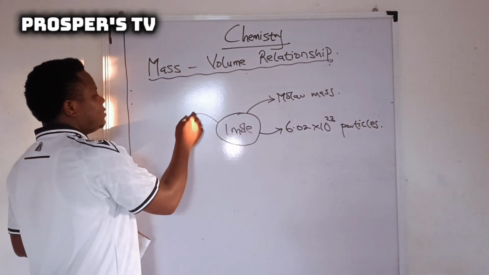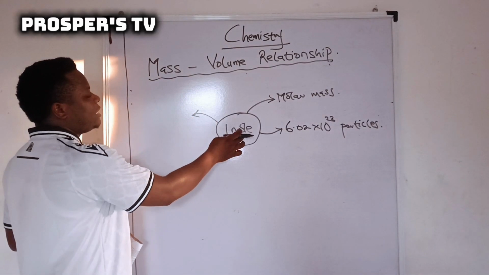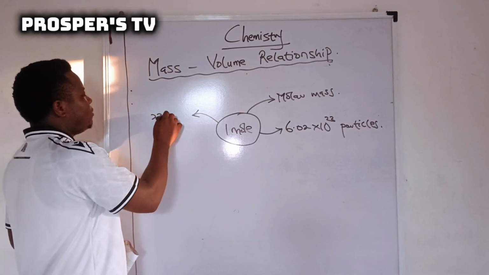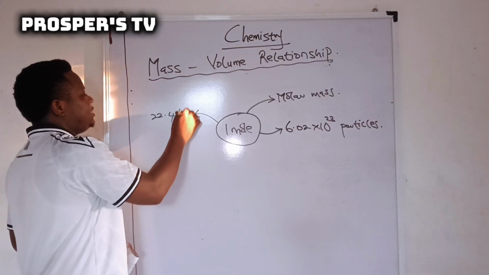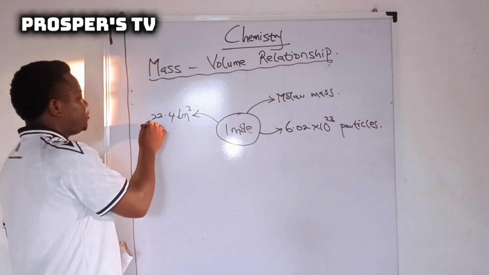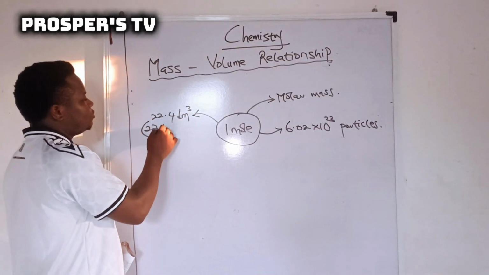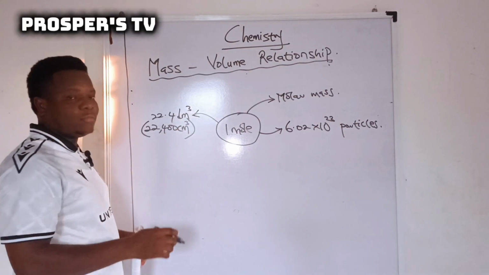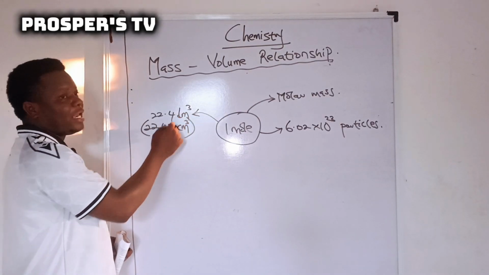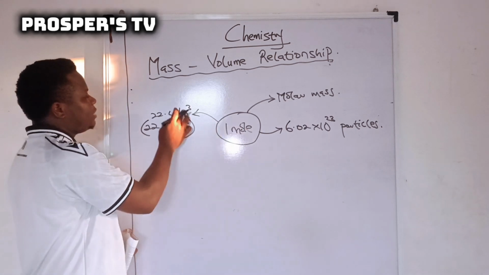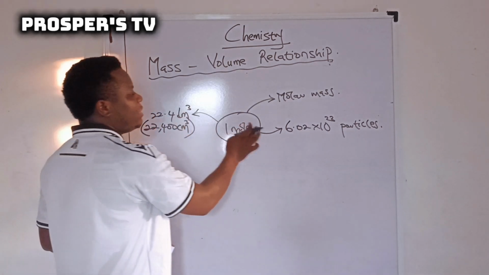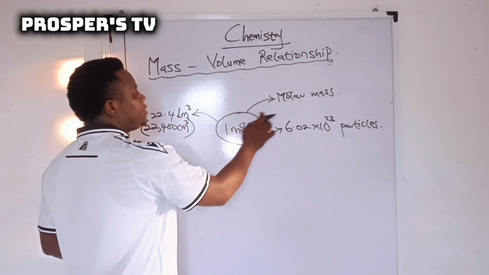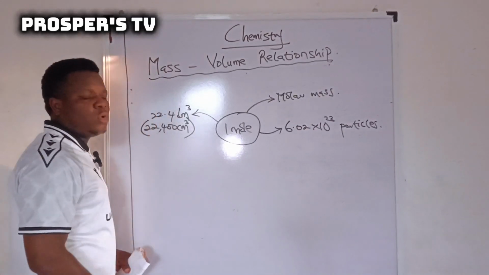Now for gases, 1 mole of every gas at standard temperature and pressure occupies a volume of 22.4 dm cube, or if you multiply that by 1000, that's 22,400 cm cube at STP. So this is for a gas, okay? For 1 mole of every gas, this is the volume. 1 mole of every substance has Avogadro's number of particles. The weight of 1 mole of every substance is known as the molar mass.